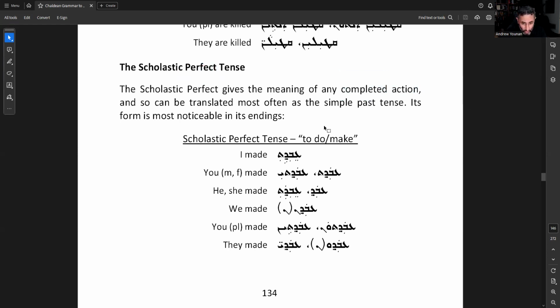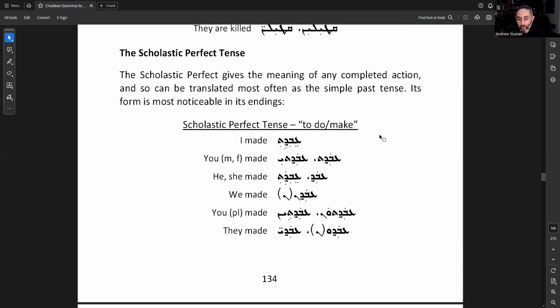And what does that mean? It usually can be translated as a past tense. So if you just think about this as a past tense, you're not going to be that far off. You're going to be pretty close. So this is basically a past tense or completed tense. It's not that precise to worry about. Its form is most noticeable in its endings.